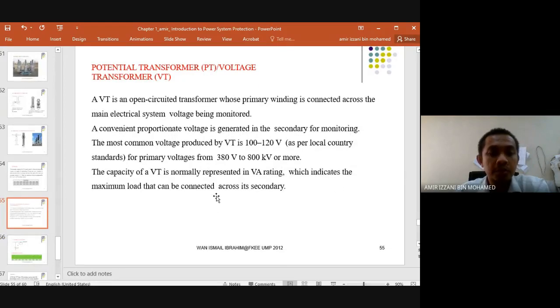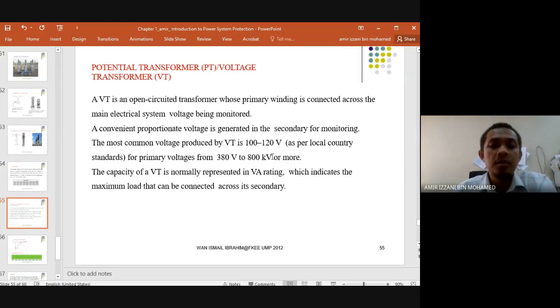A voltage transformer is an open circuit transformer whose primary winding is connected across the main electrical system of the voltage being monitored. A convenient proportionate voltage is generated in the secondary for monitoring, similar in function to the current transformer. The most common voltage produced by VT is 100 to 120 volt according to local country standard, and the voltage in the primary can go up to 8,000 kilovolts or maybe more.